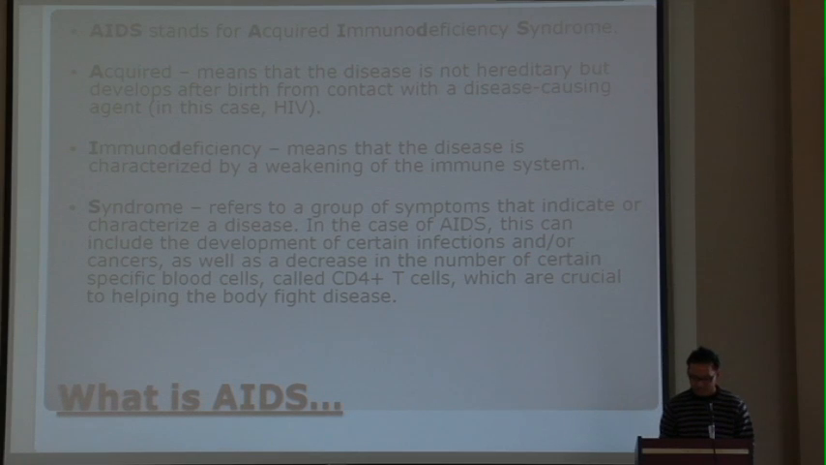So what is AIDS? AIDS stands for Acquired Immunodeficiency Syndrome. Acquired meaning that the disease is not hereditary but develops after birth from contact with a disease-causing agent, in this case HIV. The I stands for immunodeficiency, meaning that it's characterized by a weakening immune system. And the S in AIDS stands for syndrome, which refers to a group of symptoms that indicate or characterize a disease. In the case of AIDS, this can include the development of certain infections and or cancers, as well as a decrease in the number of certain specific blood cells.